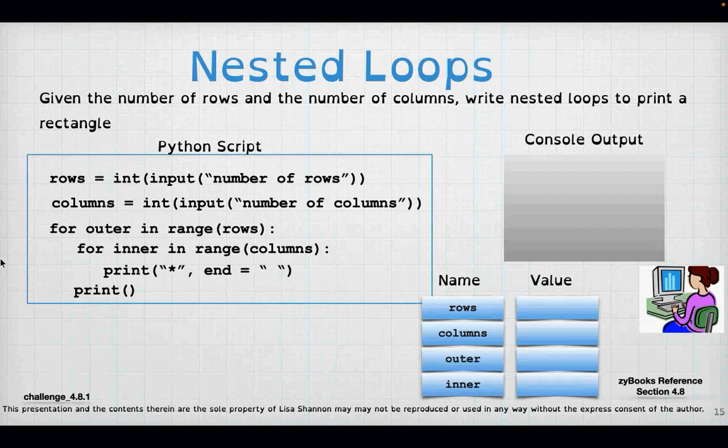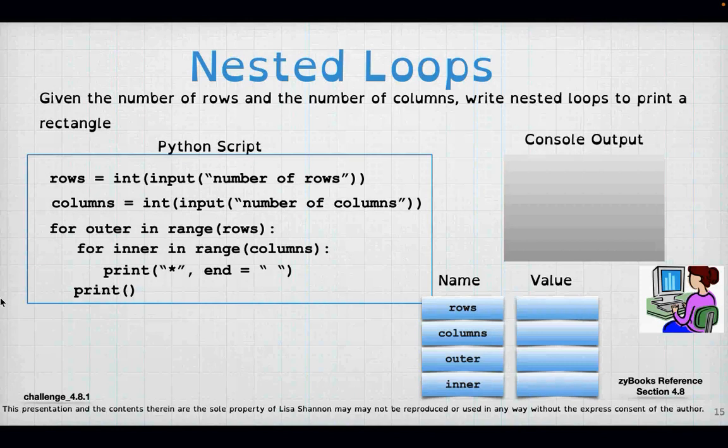Now, remember, range, when I just give it 1 number, that's the stop. So it's always going to start at 0, and it's going to go to that number minus 1. Columns is the same thing. It's going to be the number of columns minus 1.